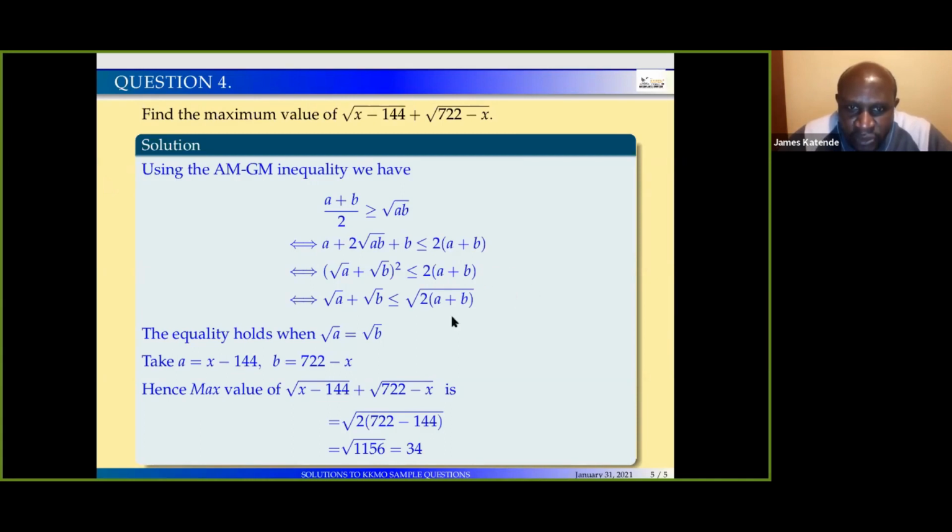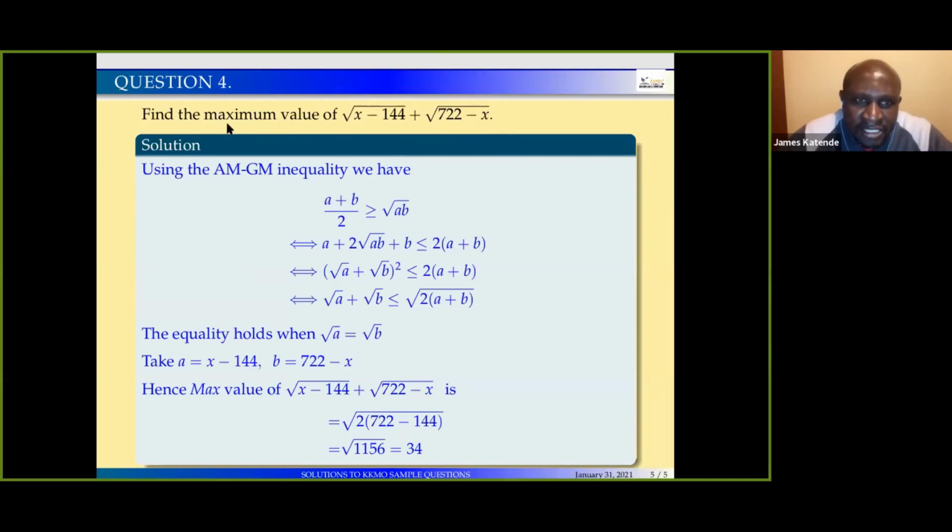We take off the square root and we can now conclude that the square root of A plus the square root of B should be less than or equal to the square root of twice the sum of A plus B. So now this is in a form that appears here, because we can take A to be X minus 144 and B to be 722 minus X.